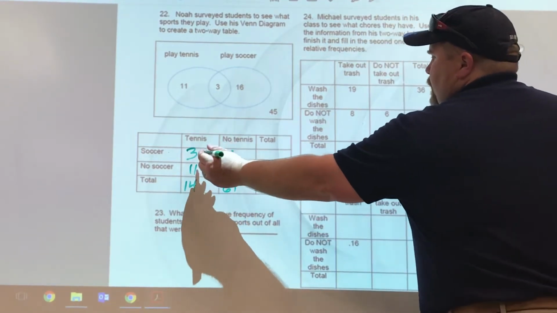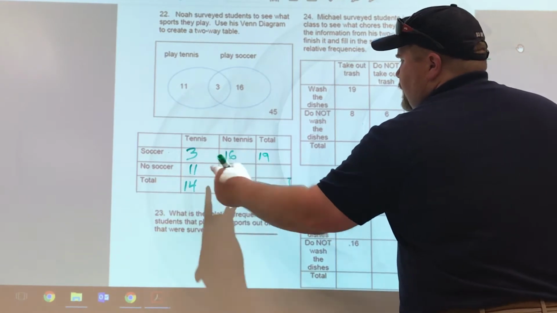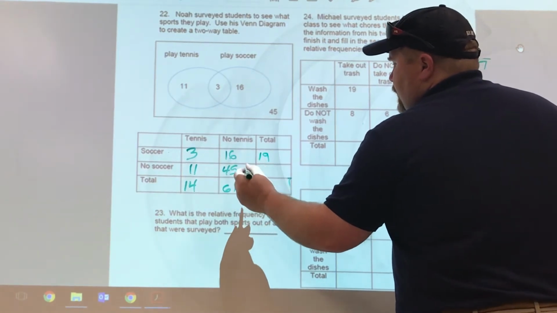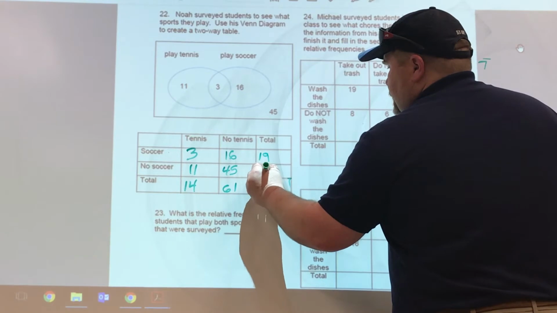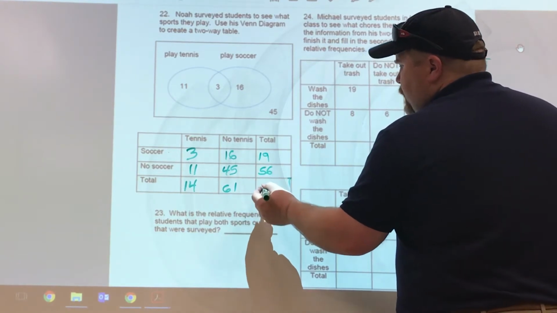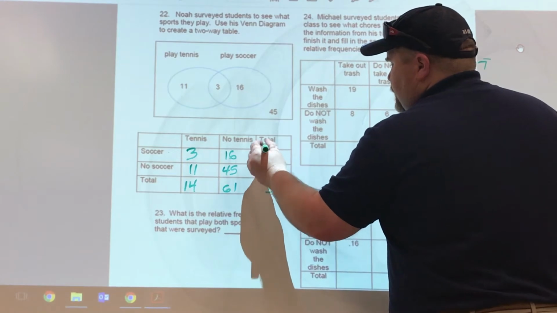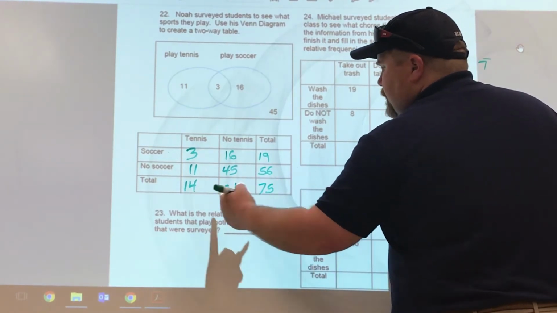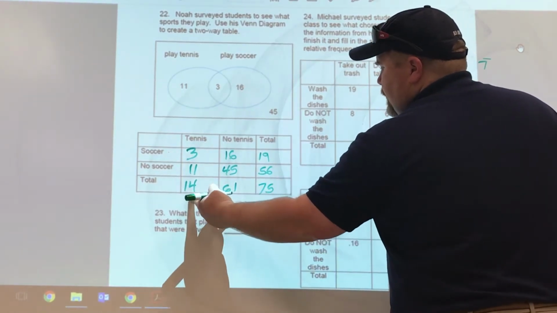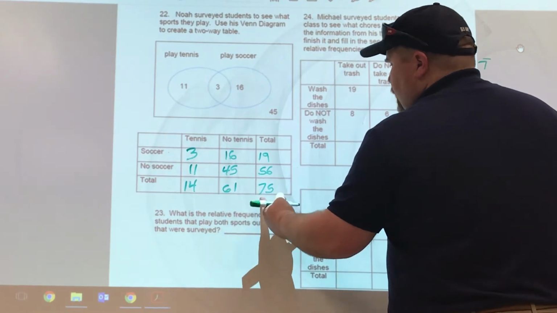All right, and so our totals, 3 plus 16, that makes 19. 11 plus 45, it's going to be 56. And then when we total this up, 6 and 9, it's 15, carry the 1, 5, 6, 7, 75. It should also total up going this way, 14 plus 61, also 75.